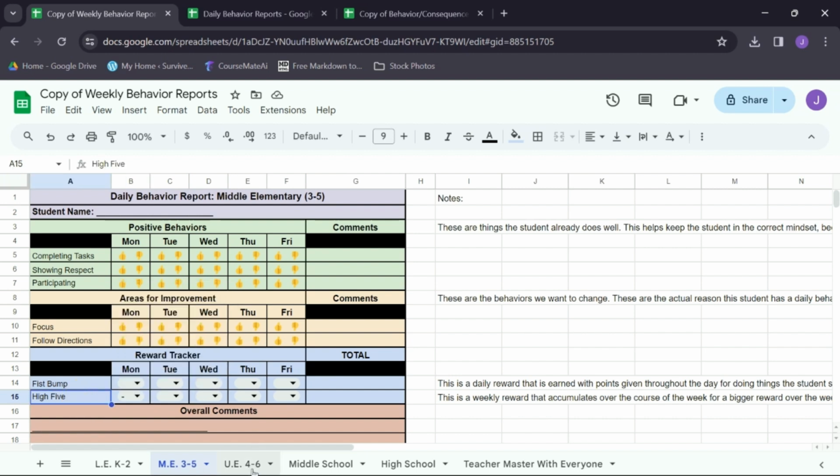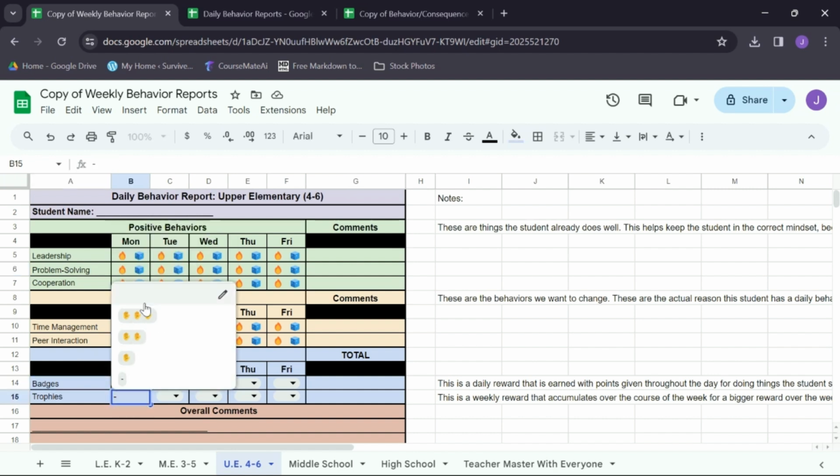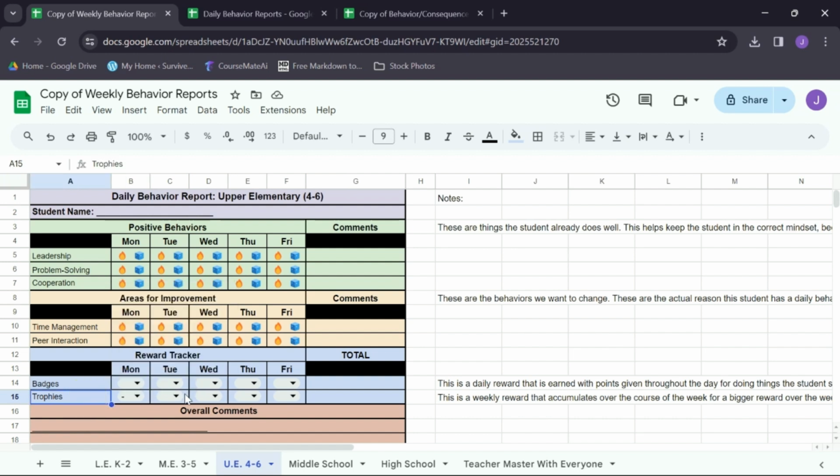Okay, moving up to upper elementary, we're going to switch the emojis up again. So these guys are getting fire emojis or ice, depending on how it goes. So they're either on fire or they're iced out. And then down here, we've gone to badges and trophies. These guys are usually by this age, they're into gaming and stuff. So badges and trophies go a long way.